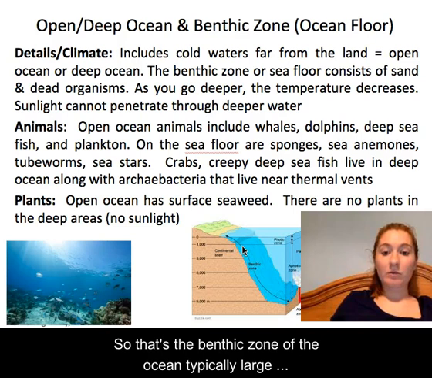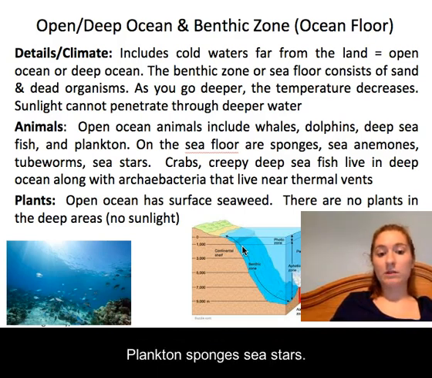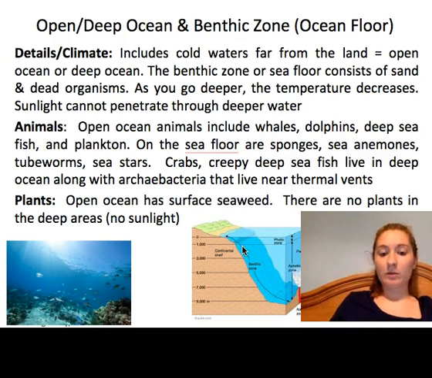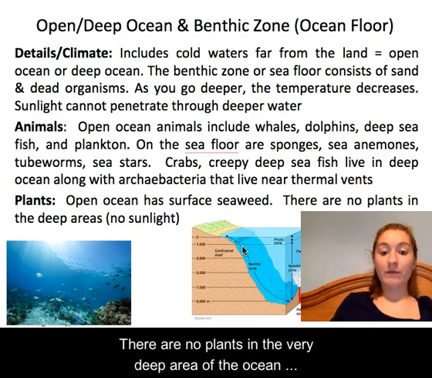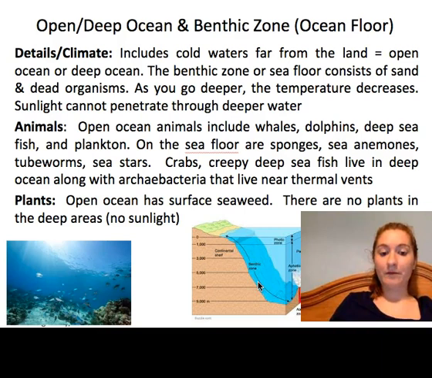Typically large animals like whales, dolphins. There's also small animals, plankton, sponges, sea stars, and then you also have your seaweed and certain plants. There are no plants in the very deep area of the ocean because there's no sunlight there, so they would not be able to survive.